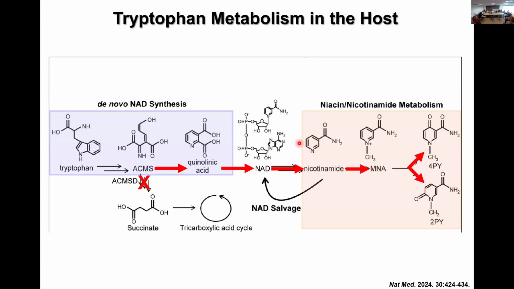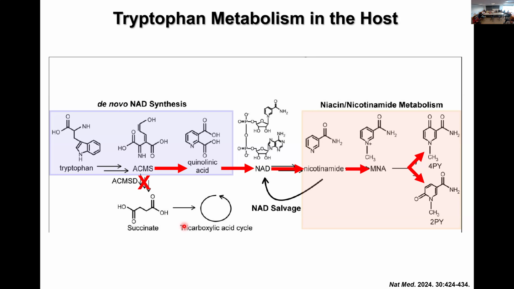So maybe the reason why we're seeing in humans that variants that decrease ACMSD are associated with increased 4PY and 2PY is because we're blocking this pathway down to the TCA cycle and we're shunting everything towards NAD and nicotinamide metabolism. So that would be the biological model that we've come up with. Which therefore increases 2PY, 4PY.